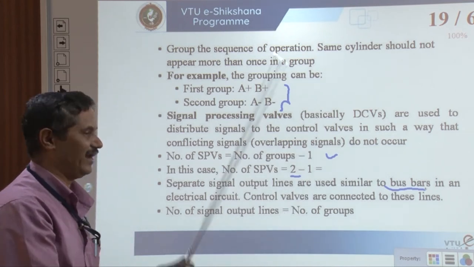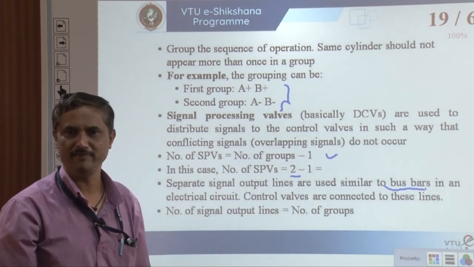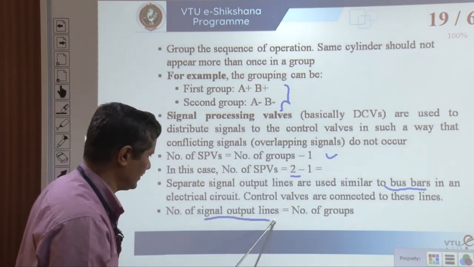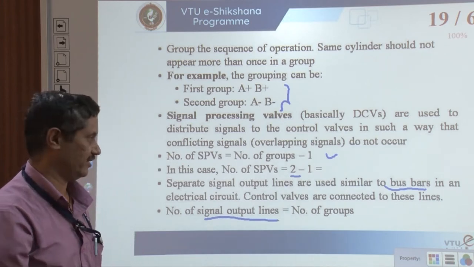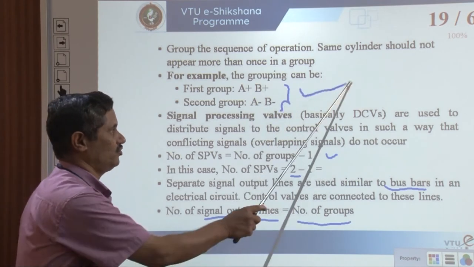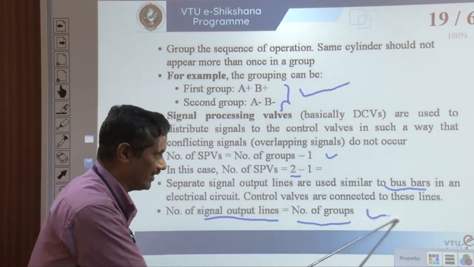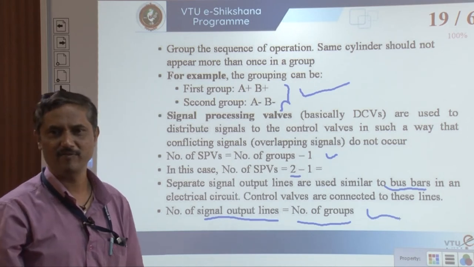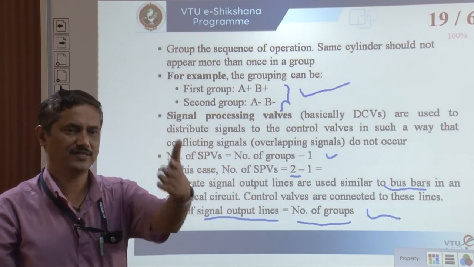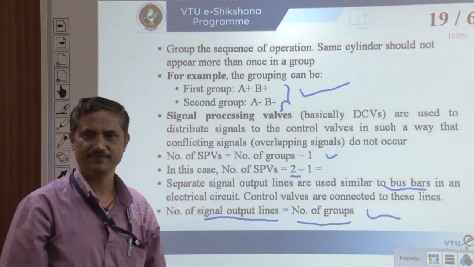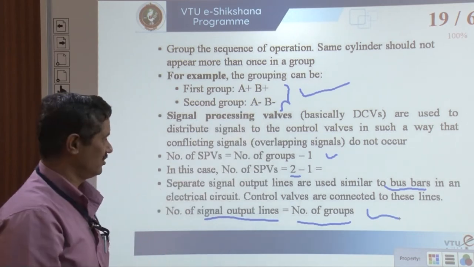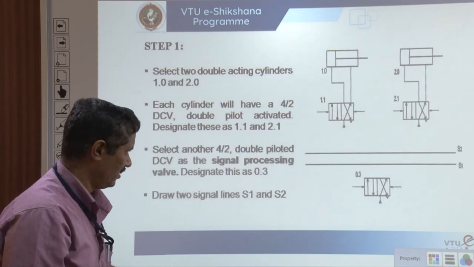And how do we arrive at the number of output lines that we may require for a particular case? The number of output signal lines required for a particular circuit is equal to the number of groups. In this case we have two groups, so we need two lines, two supply lines. We may call them S1 and S2. You can say first road, second road, like that. We are creating different roads, paths. This is how one can know this.